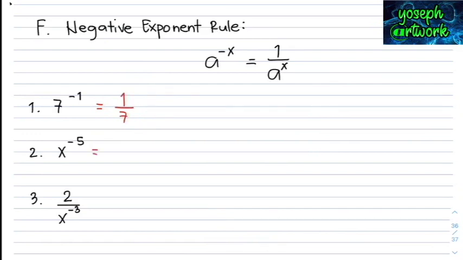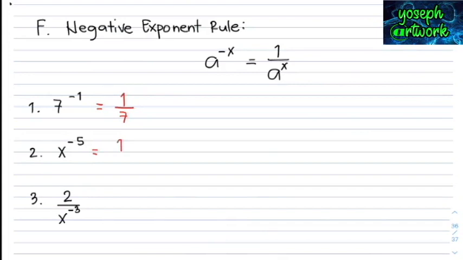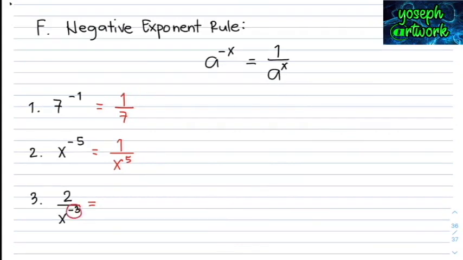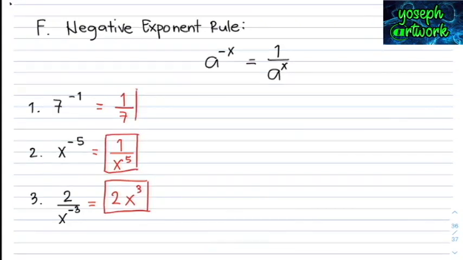For item number 2, x raised to negative 5, same thing with number 1. That is equivalent to 1 over x raised to 5. Ganun siya ginagawa. Number 3, we have 2 over x raised to negative 3. As you can see, yung term o yung expression na may negative exponent ay nasa denominator. So kung nasa denominator siya, ilipat mo siya ngayon sa numerator to make it positive. So the answer for item number 3 is 2x raised to 3. This is the answer for item number 3.